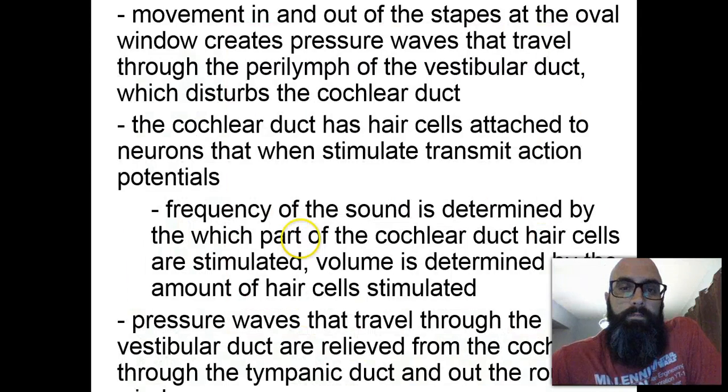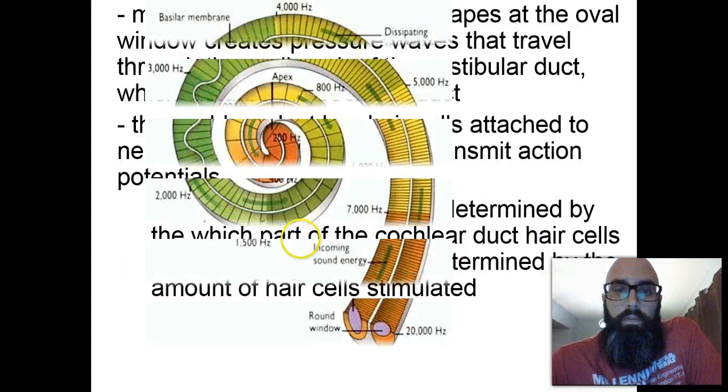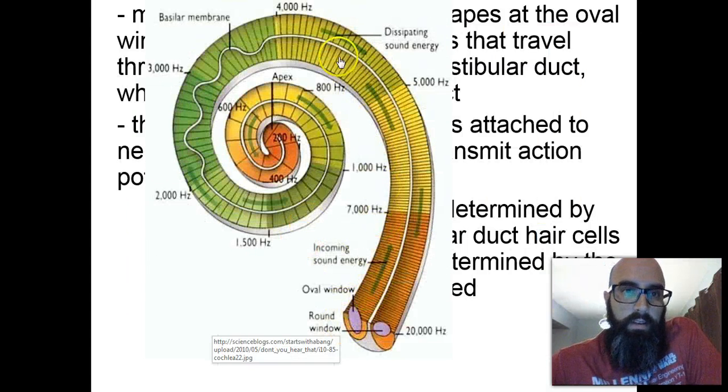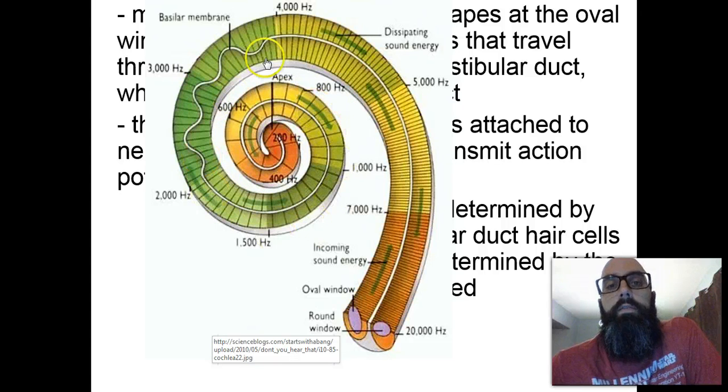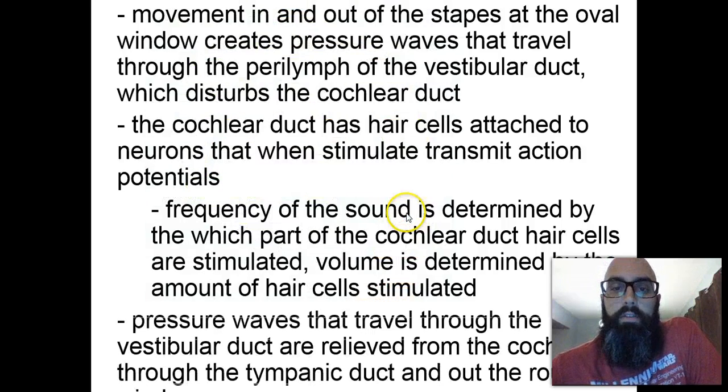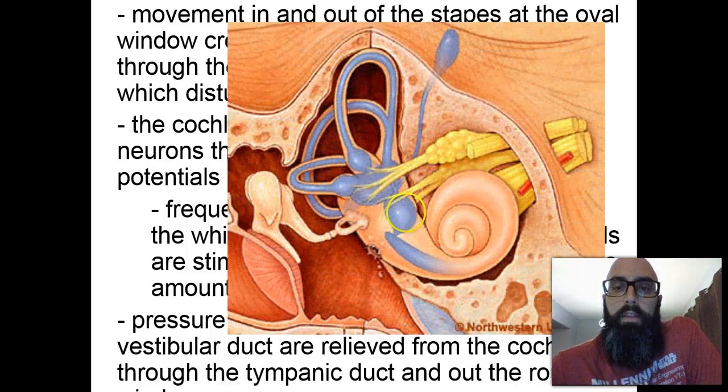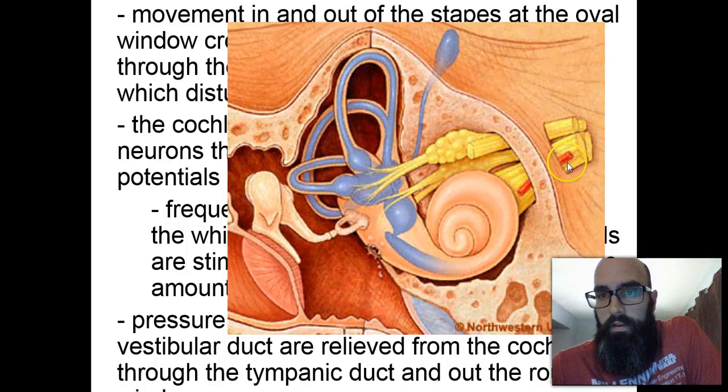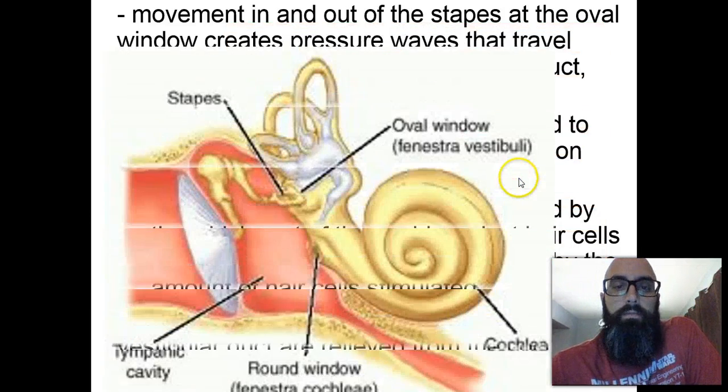Something I forgot to mention, throughout these canals are hair cells that actually get disturbed based on the frequency of the wave and the amount of energy that is carried in it, and that's where the high or low pitch sound is interpreted. And they are sent down the vestibulocochlear nerve, right in here, to your brain.